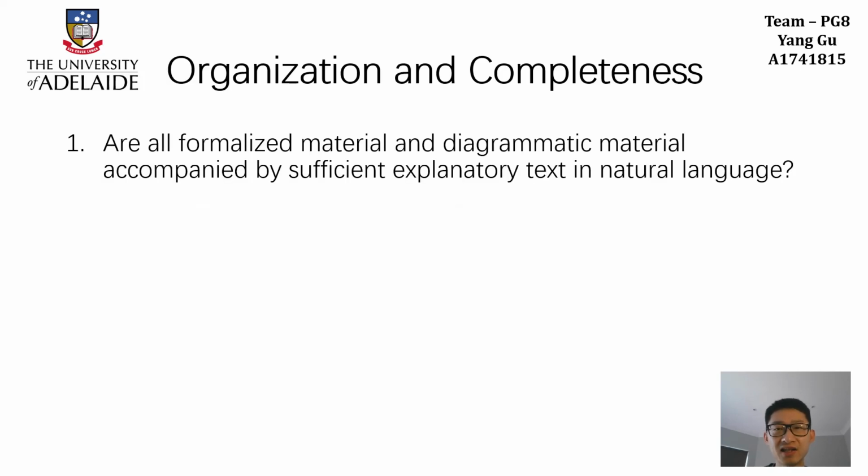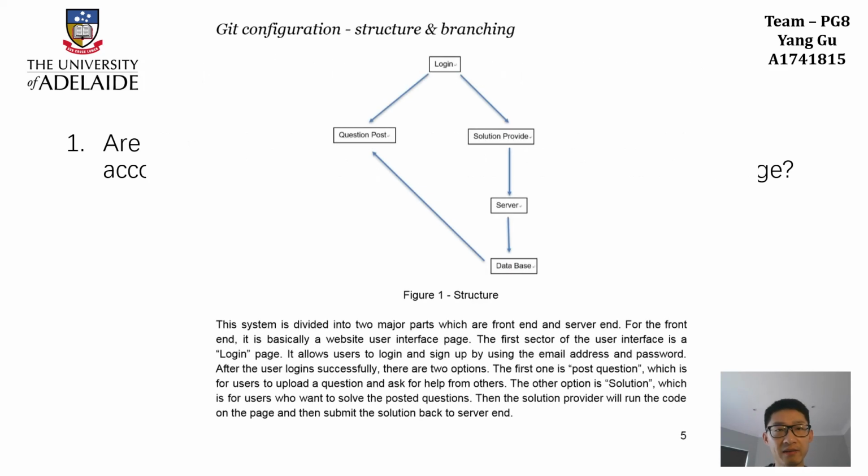For the organization and completeness, the first question is: are all formalized material and diagrammatic material accompanied by sufficient explanatory text in natural language? Take an example. This is part of our document. The structure figure shows our system structure and branches, and below the figure, it has a clear explanation of how we structure our system and how the system works.